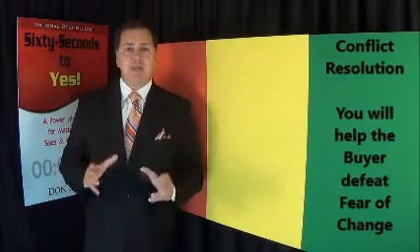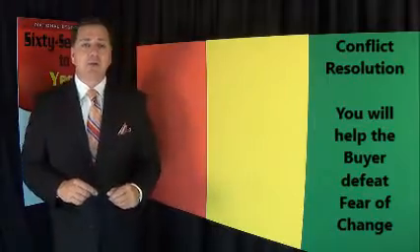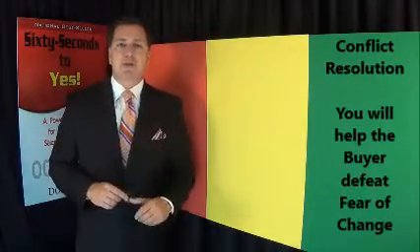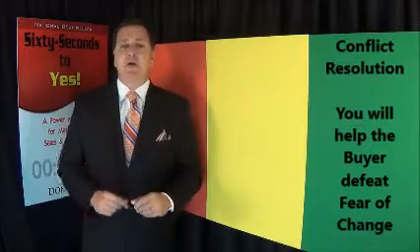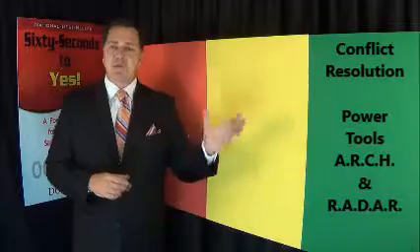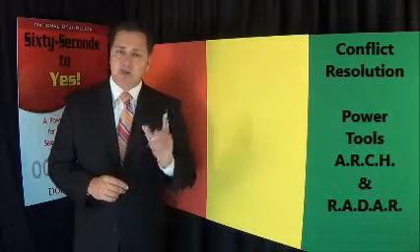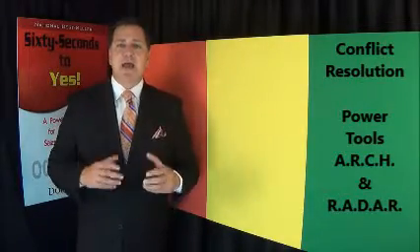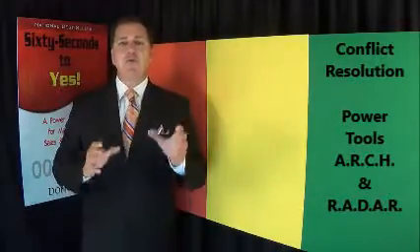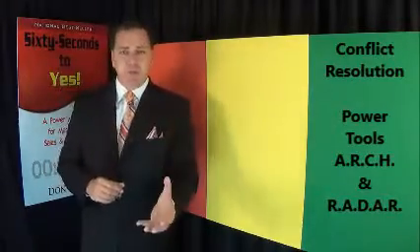So what we're going to cover next with a slideshow and narration is the pre-work, the mental preparation you need for conflict resolution. Then we're going to cover the two power tools of conflict resolution: ARCH, which is the lie detector test, because we have to get the truth out of the buyer. And then we're going to cover radar, a navigation tool to get the buyer out of conflict resolution. They're fun, they're easy, and they're extremely effective.